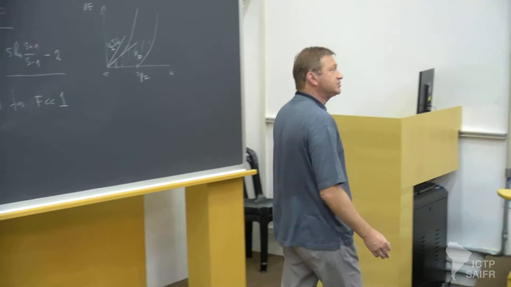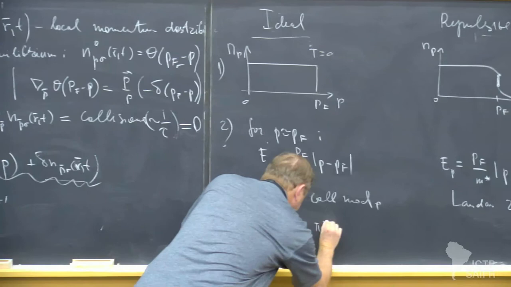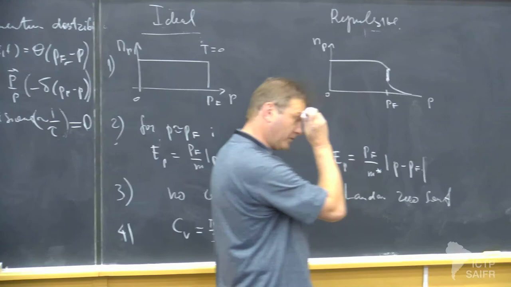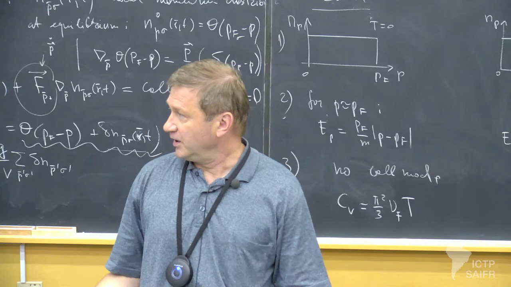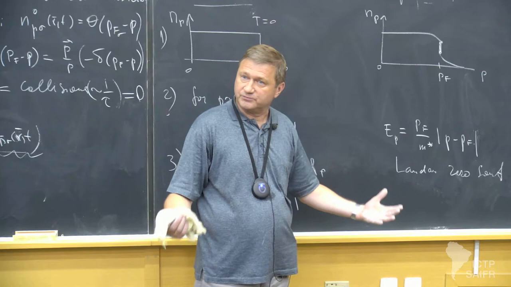Let me comment on this. The specific heat is pi squared over 3, if I remember correctly, density of states times the temperature. So if I calculate specific heat here, of course, you thermally excite all the branches that you have. All the branches here are single particle excitations, which are now quasi-particles, and in this case, collective modes. So there would be two contributions, from single particle fermionic excitations and from the collective mode.